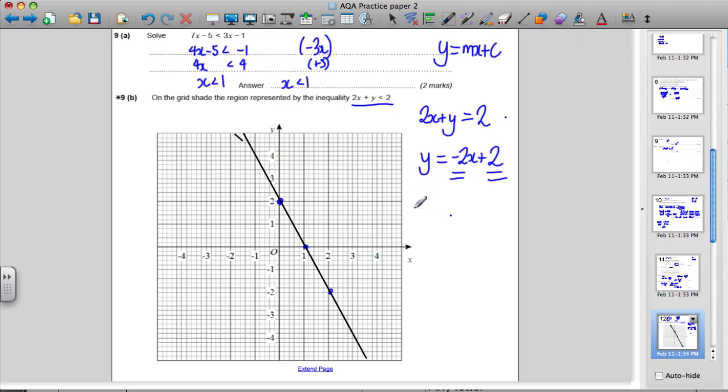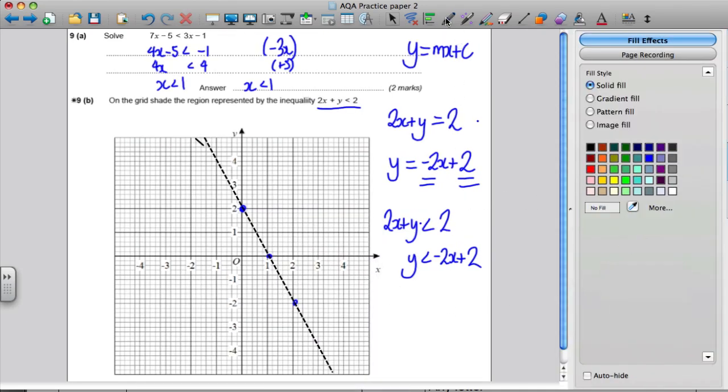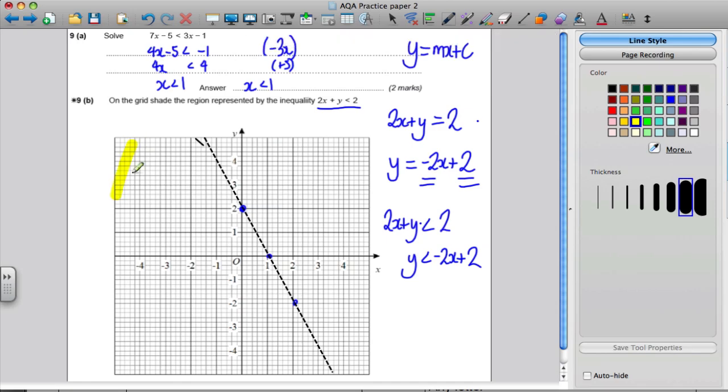Now I wanted to draw 2x plus y is less than 2, i.e. y is less than minus 2x plus 2. So I want the y values that are below this line. So I need to make this a strict inequality by making it a dotted line to show that it must be strictly less than, and also I need to shade everything underneath the line here to show the region in question.